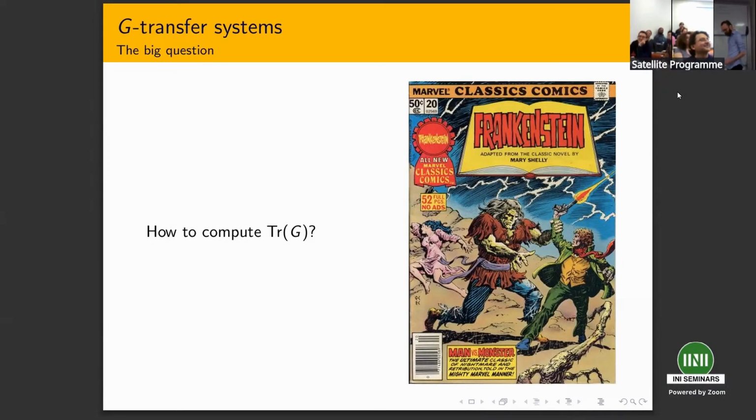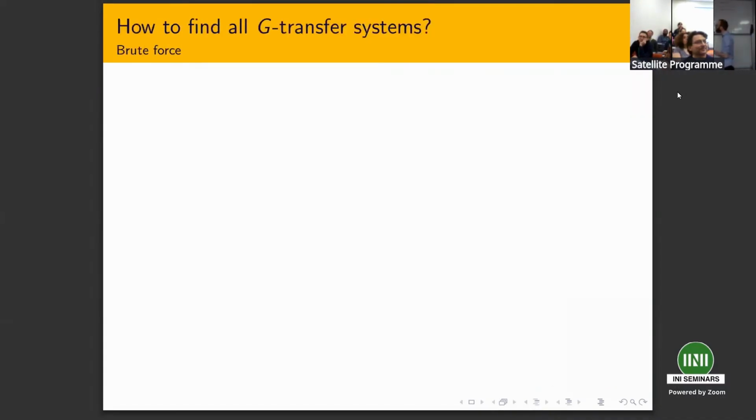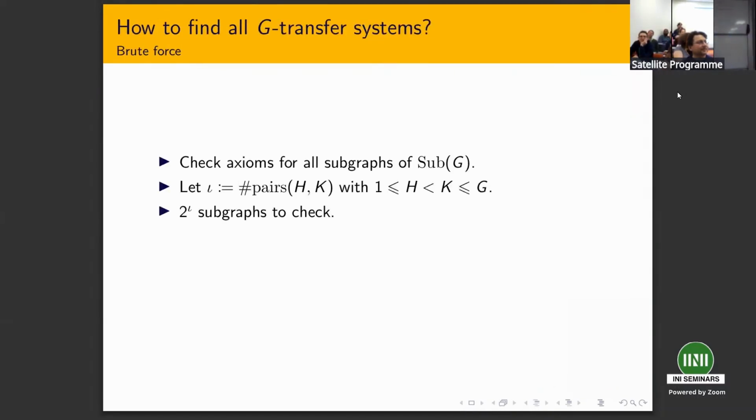So how do I compute the transfer systems for G? What we have is this bag of parts which we can apply, hence Frankenstein. So the first idea: brute force. I mean, that's always a great idea, right? You take your subgroup lattice Sub(G), and you can just check all the different subgraphs and say, hey, is this a transfer system? You can do this. This is how I used to do this back when the first paper came out on these things.